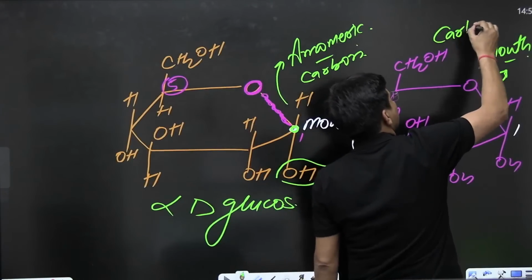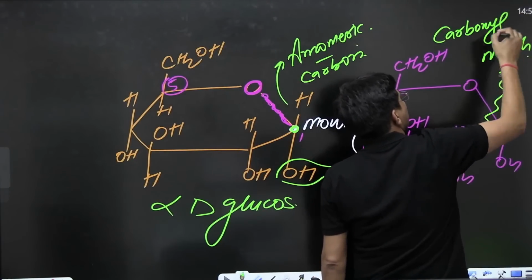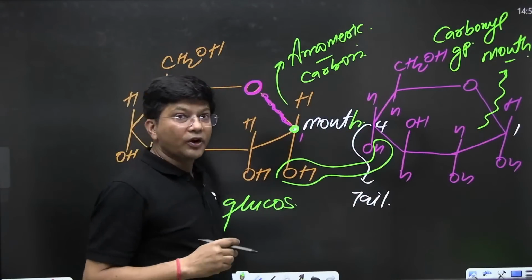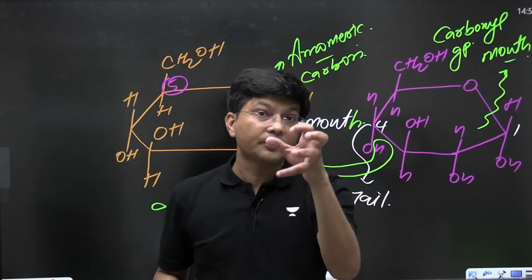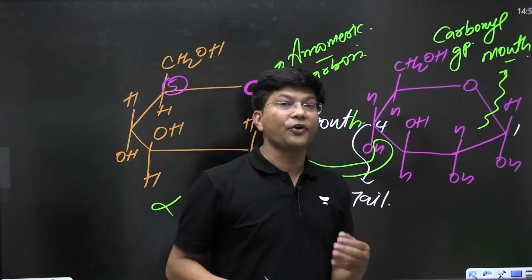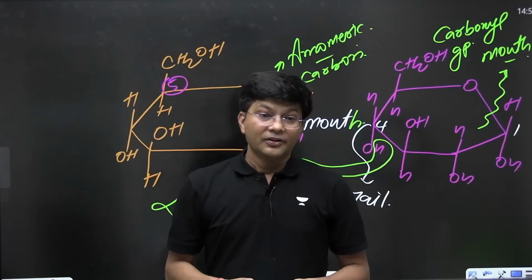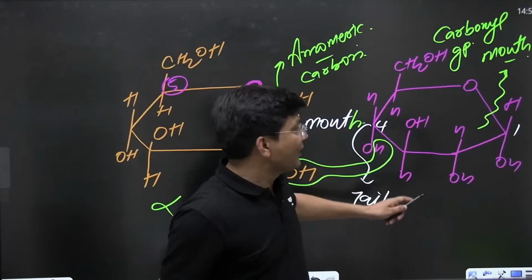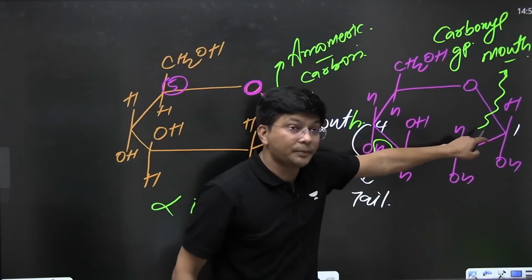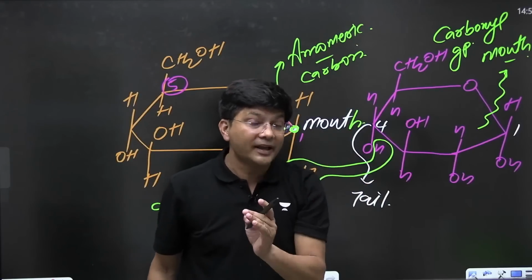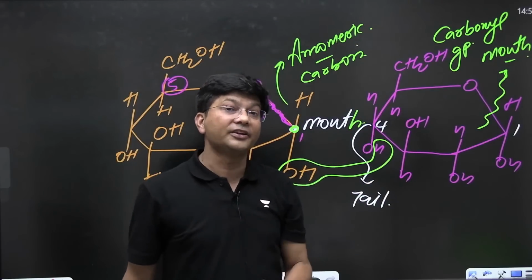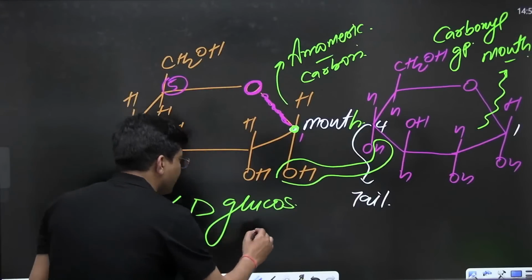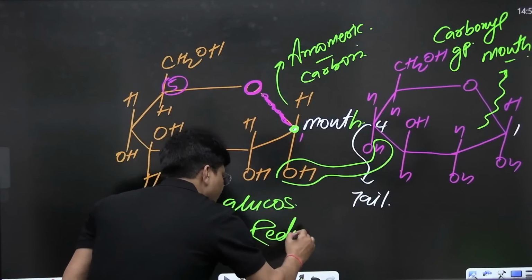Are you able to understand what I am talking about? This carbonyl group is free. That means if you add Tollens reagent, if you add Fehling solution, this can react. Are you getting my point, my dear students? If this carbonyl group is free, it can reduce. Yes, it can react with Tollens reagent and with Fehling solution. So it is a reducing sugar. This is known as a reducing sugar.